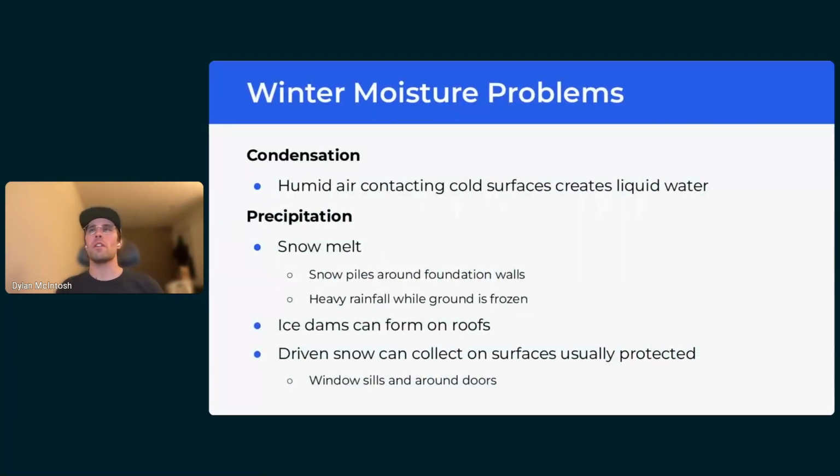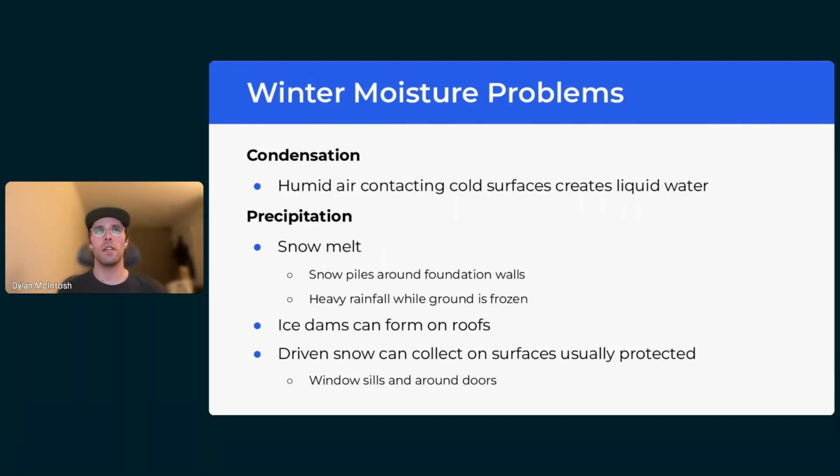So if you've been on our webinar or any of our training before, mold ultimately is the outward symptom of an underlying moisture problem. You don't get mold growth without those water problems or moisture problems. And in the winter, there are some specific scenarios that you need to be aware of that are different than you would have during the warmer months.